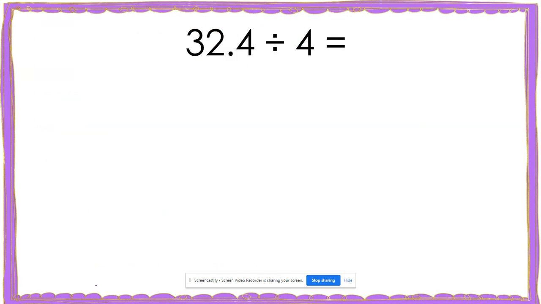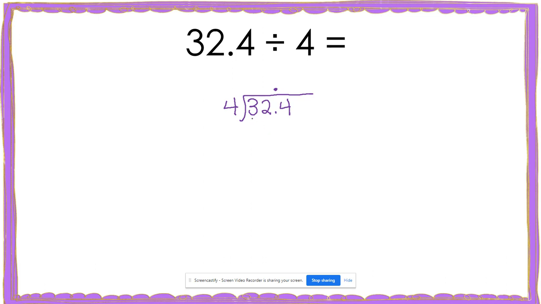So in the problem 32.4 divided by 4, 32.4 is my dividend, so I'm going to write it inside of my long division symbol. It is divided by the divisor of 4. Because 4 is not a decimal, it's a whole number, I can just start dividing like normal. The one thing that I need to make sure that I do is bring my decimal up. Now I'm going to divide.